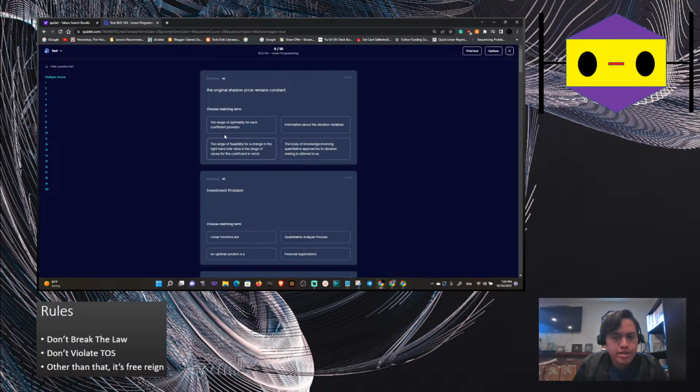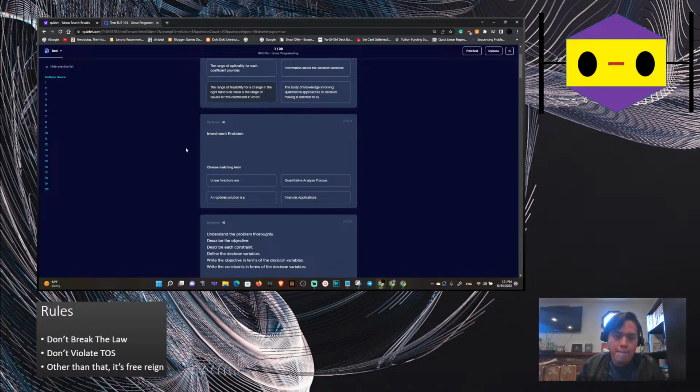The range of optimality for each coefficient provides the original shadow price remains constant. The range of feasibility for a change in the right-hand side value is the range of values in which the original shadow price remains constant. Let me go with B. Let me see.